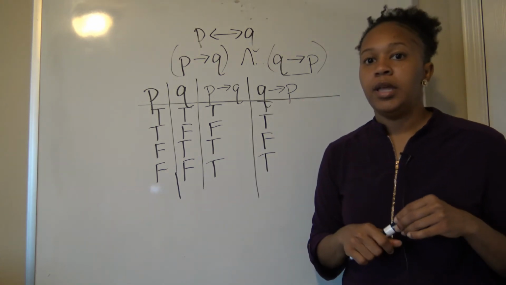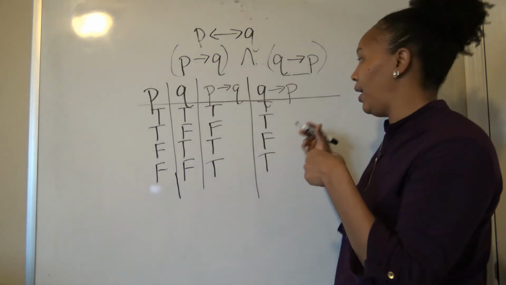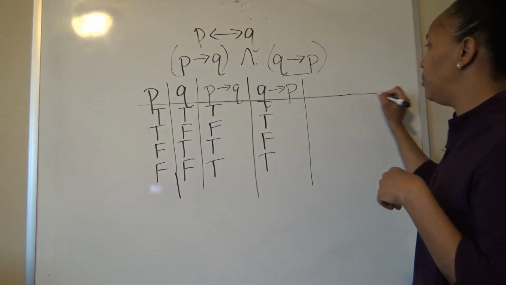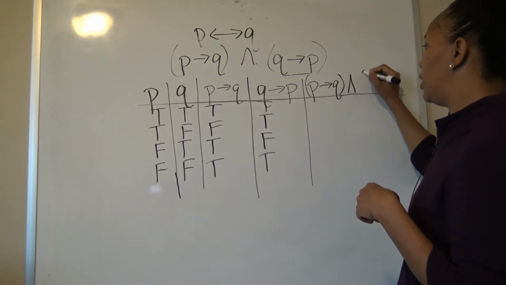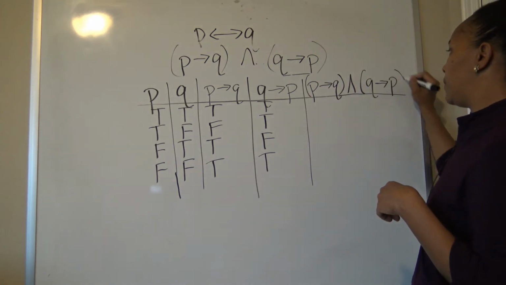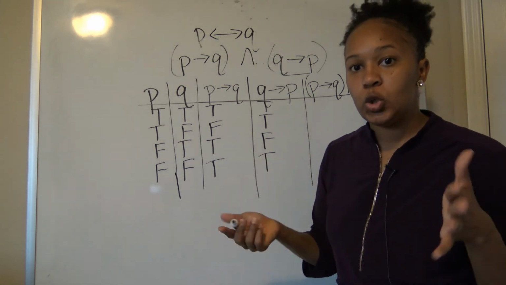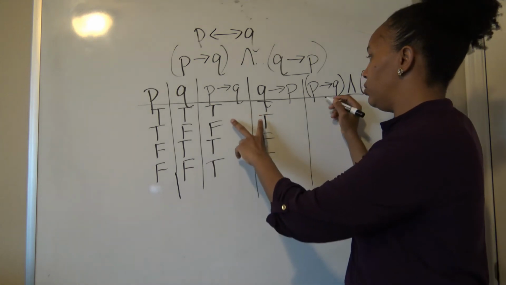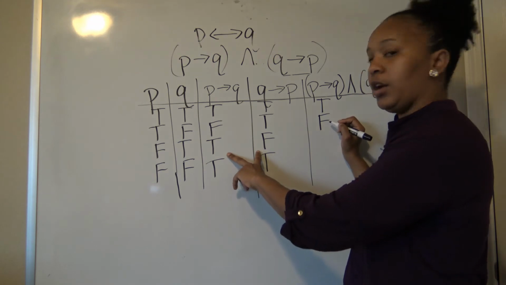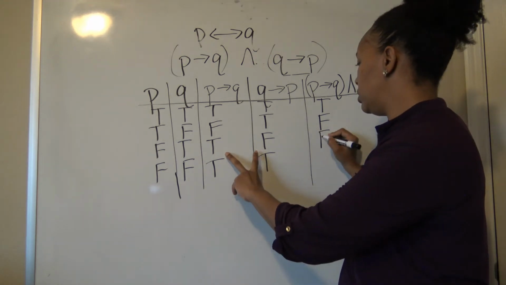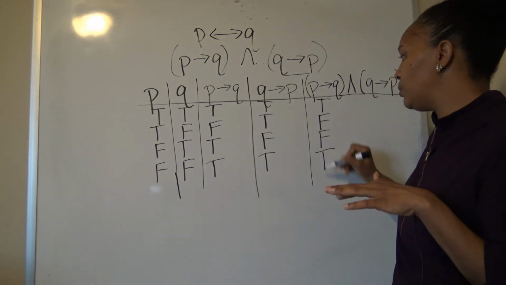All right. And so now I want to combine these two, the if P then Q and the if Q then P, with the and. So for my last column, it will look like this: P implies Q and Q implies P. So remember, the and is true when both statements are true. So in this case, they're both true, so that will be true. Here, they are not both true, so that will be false. Here, they are not both true, so that will be false. And here, they are both true, so that will be true. So now, this gives me the biconditional.